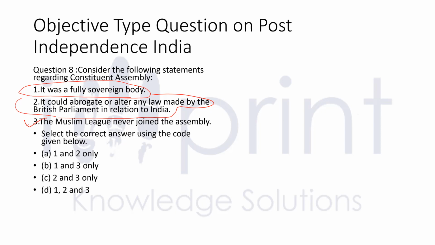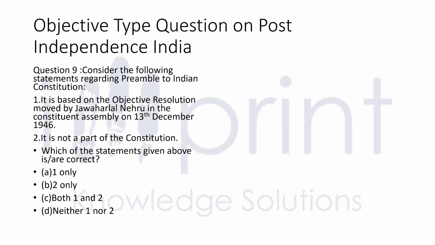This was also true, right? The Muslim League never joined the Constituent Assembly, and that was a reason that the size of the assembly actually had to be cut down. You can go through this in chapter number 4 of our post-independence series. So the answer is D. Okay, let's look at the next question.